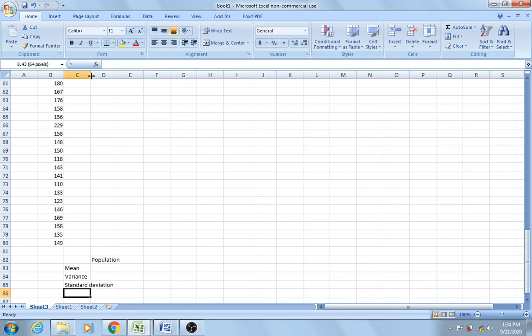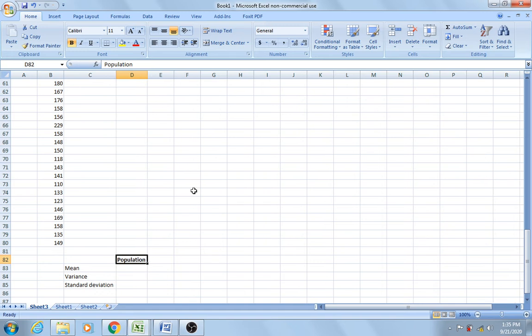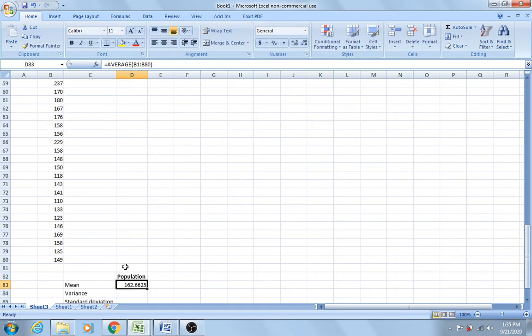Okay, and remember, for now we assume that this data is the population. So the mean, it is just the average. By using Excel, you can just type equal and then average, and then you select all the data. So the mean of the observation is 162.66.